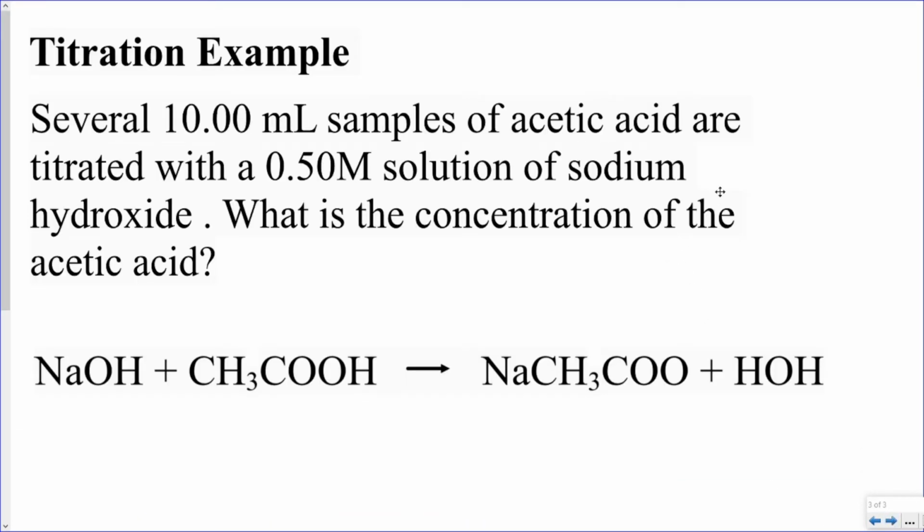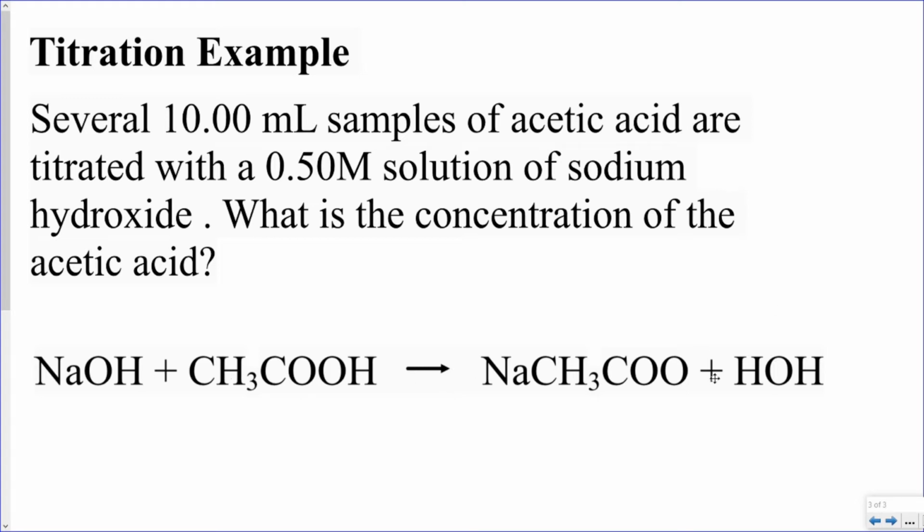So here's an example. You'll see in my other video how a titration experiment actually works. So let's take a look at this example though and do some calculation before we actually go ahead and do the experiment. So we have several 10 milliliter samples of acetic acid titrated with a 0.50 molar solution of sodium hydroxide. What is the concentration of the acetic acid?